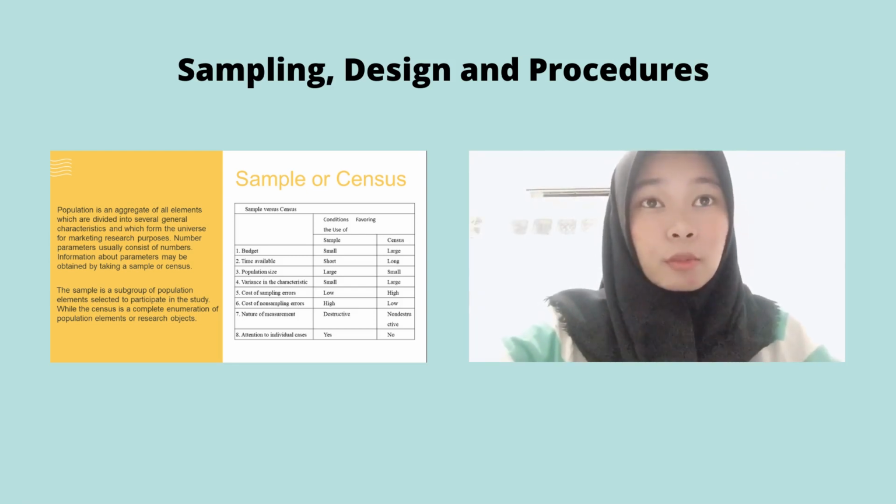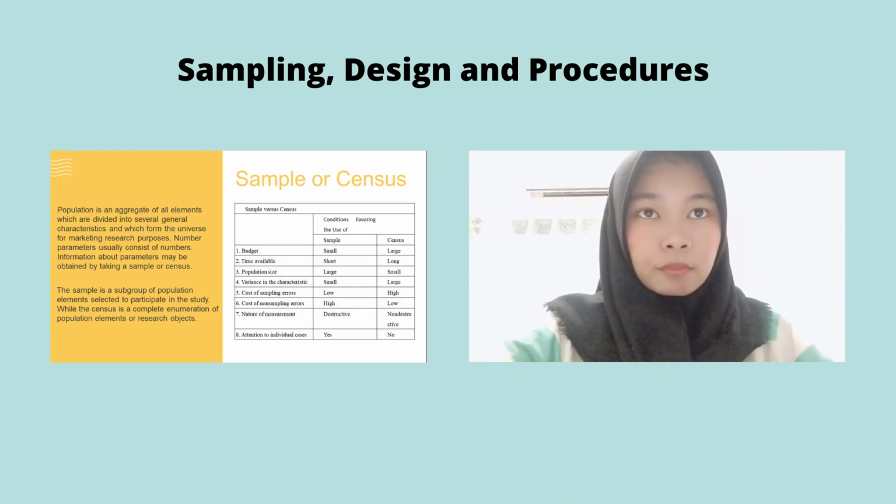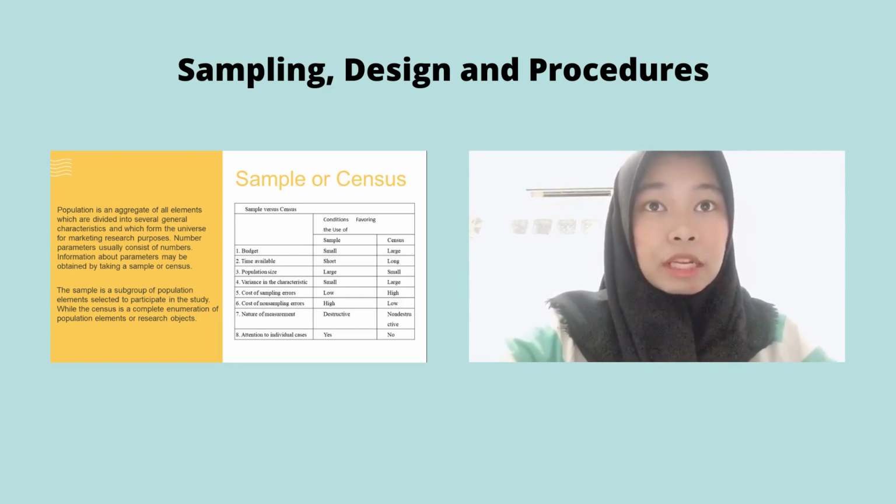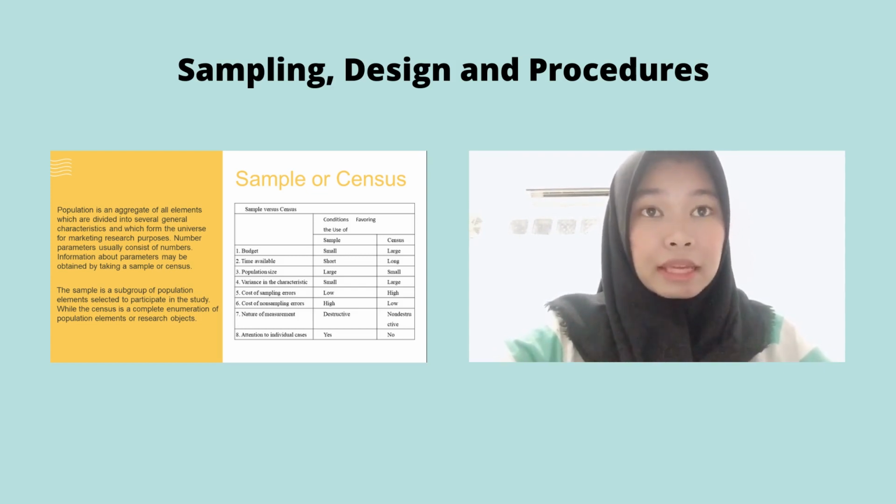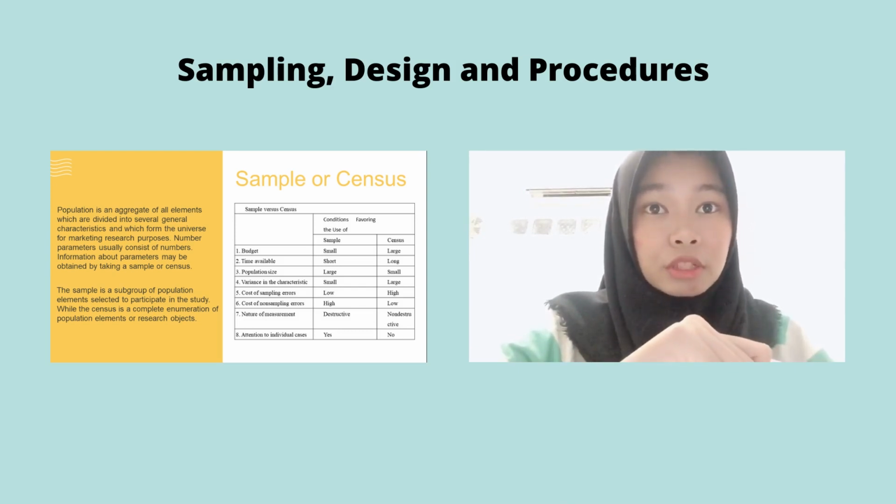First, I will explain to you about sampling design and procedures. Sample or census. Population is an aggregate of all elements which share several general characteristics and which form the universe for marketing research purposes. Parameters usually consist of numbers. Information about parameters may be obtained by taking a sample or census. The sample is a subgroup of population elements selected to participate in a study, while the census is a complete enumeration of population elements or research objects.